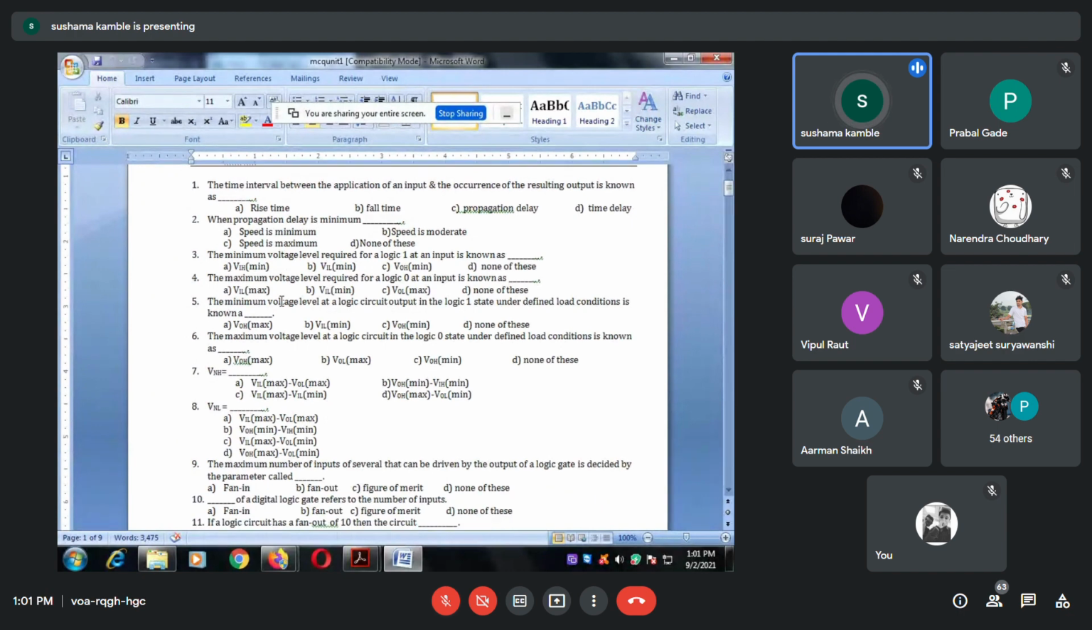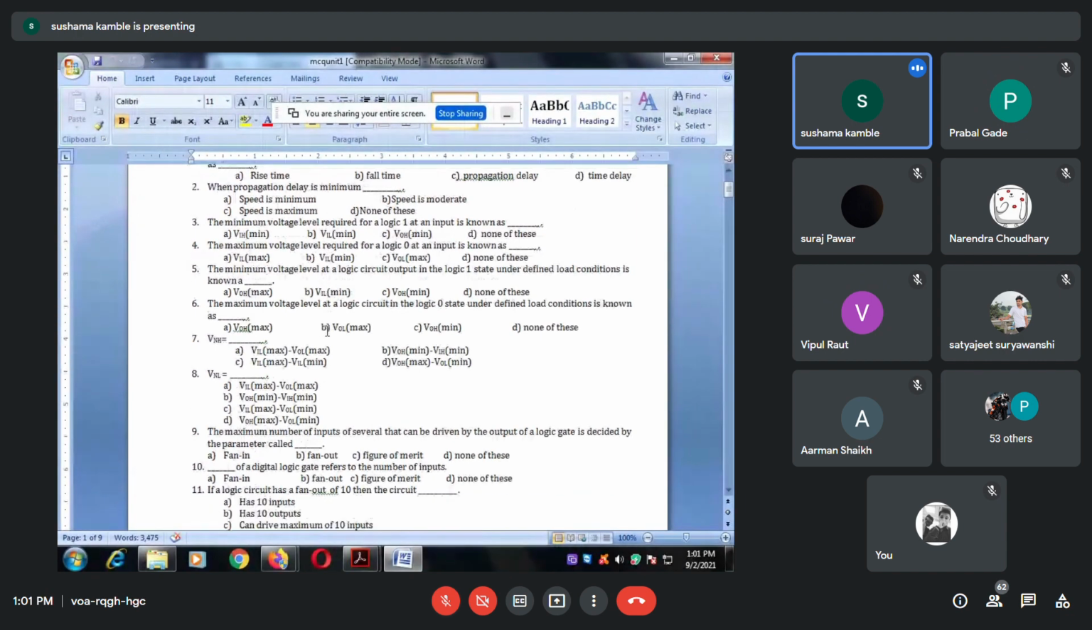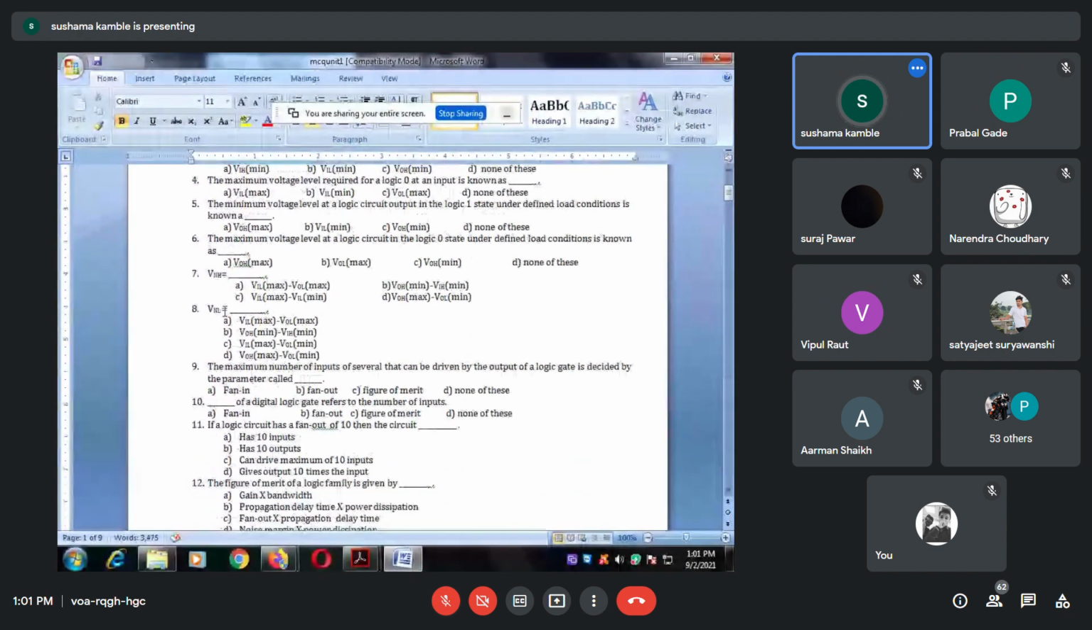Third, minimum voltage level required for a logic 1 at an input is known as. See, this characteristic you go through it properly because many of you might be in confusion about minimum, maximum, input, output, O for output, H for high. लेकिन यहाँ पे VIH minimum कब रहता है, VIL minimum. We just go through it, then we'll discuss it.